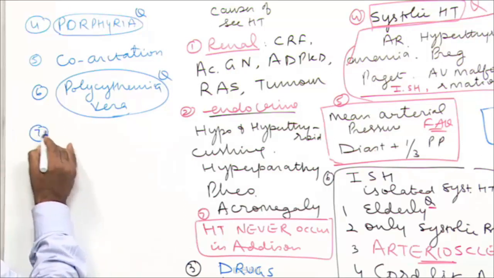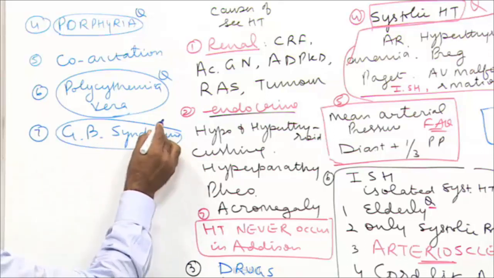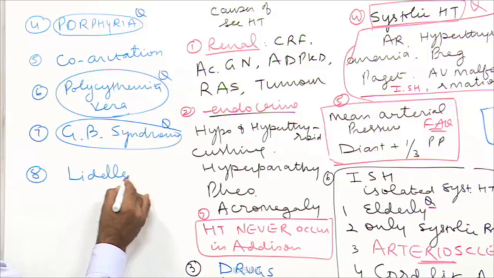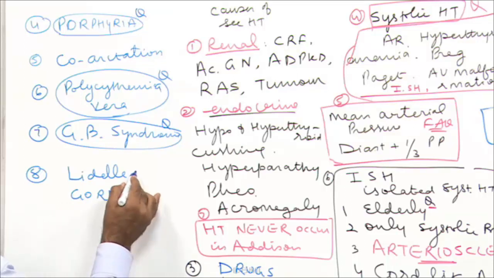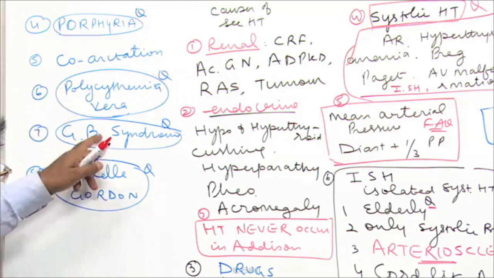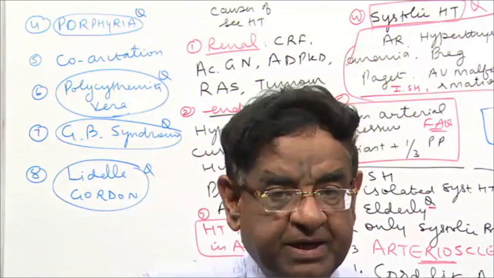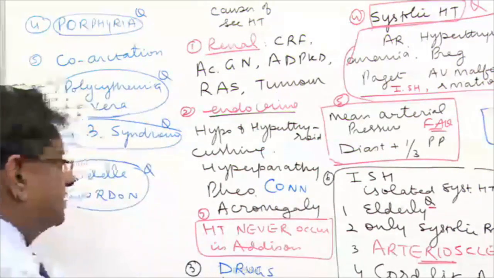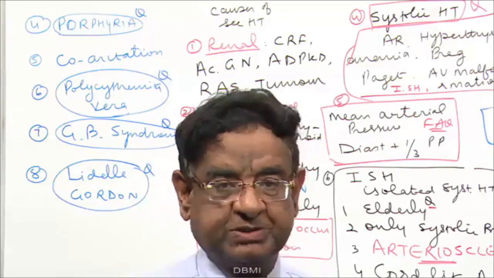Then this may occur in Guillain-Barré syndrome. Again, a very important question. Then it can occur in certain hereditary conditions like Liddle and Gordon syndromes. Again, a frequently asked MCQ. So these are some of the causes of secondary hypertension, but these are the important MCQs which you have to remember, which I have circled. One more thing I forgot, you can write down Cone syndrome, sorry for the inconvenience. So these are the secondary causes.